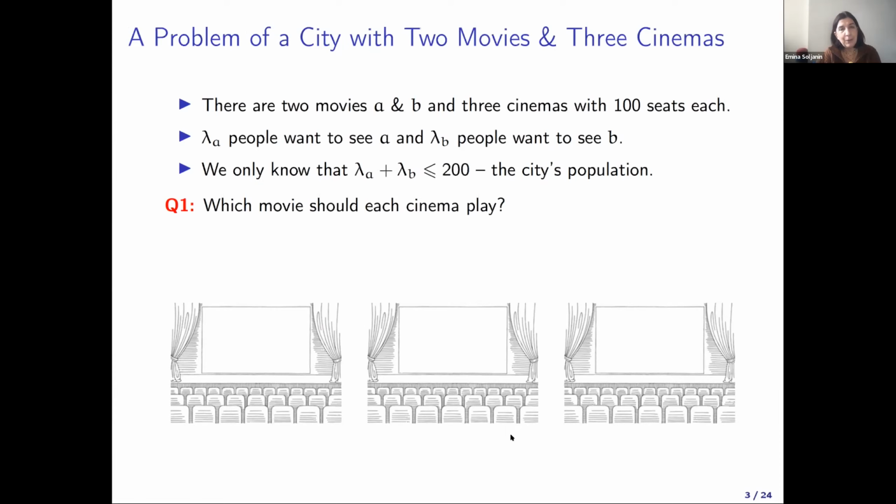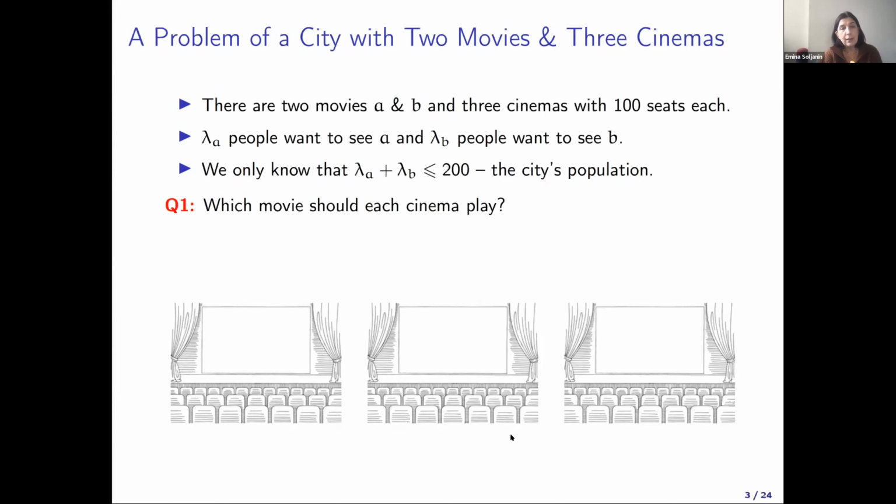So we have two movies in a city, and let's say that city has 200 people, or 200 movie-going people, and there are two movies A and B, and 3 cinemas, and each cinema has 100 seats. You can think about these seats as bandwidth. And lambda A people want to see movie A, and lambda B people want to see movie B, and we know that their sum is smaller than 200, but we don't know anything else about them. It may be that lambda A is 0 and lambda B is 200.